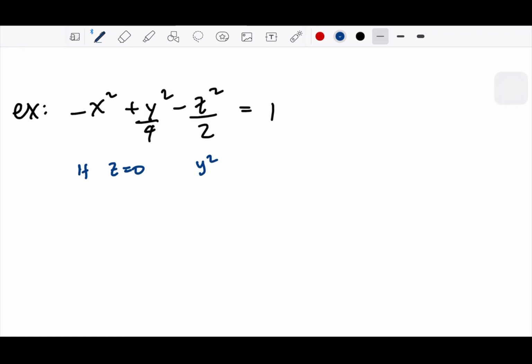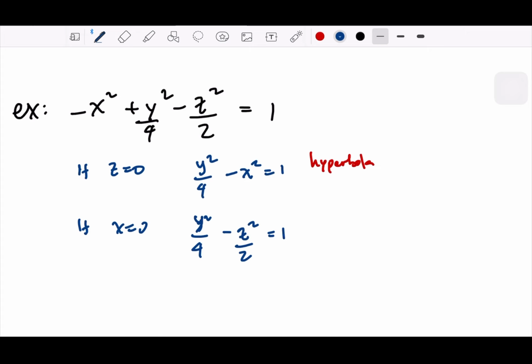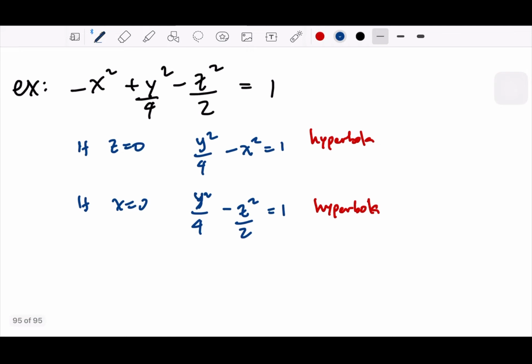Okay, we start the tracing and write down all the equations. So first one, we have the hyperbola for z equals 0 if we take the tracing. The other one will be x equals 0. So this is another hyperbola. So we have two hyperbolas. And also the last one, we have y equals 0, in which we have the ellipse.